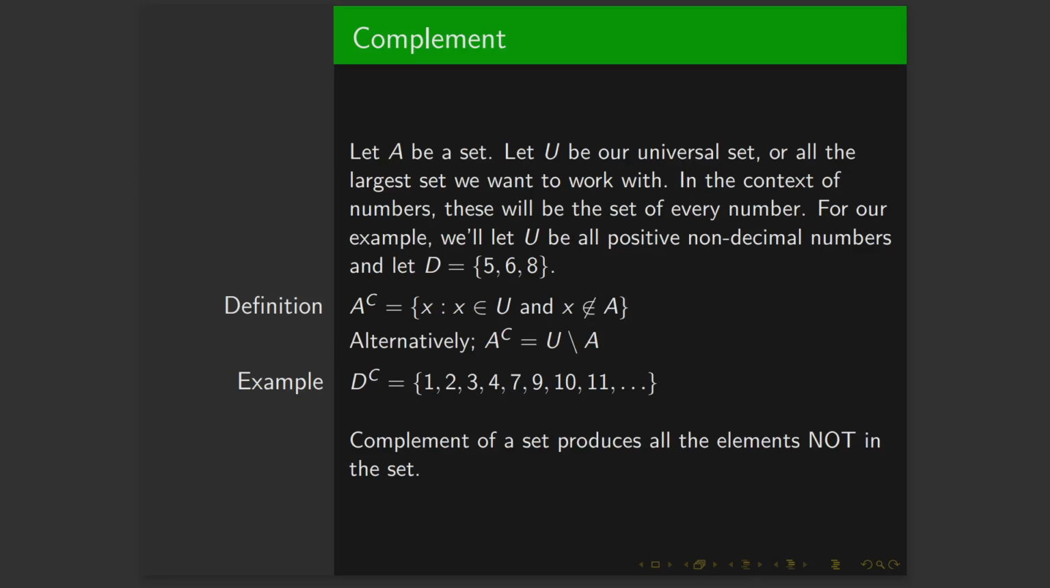And of course, everything depends on the scale that we're looking at. It depends on the universal set. So in this case, since we let our universal set, or everything we want to consider, be all possible positive non-decimal numbers, that's why we get 1, 2, 3, 4, 7, 9. But if we had it be every single number from negative infinity to infinity, then we'd have to represent it as a union because we're removing specific elements.